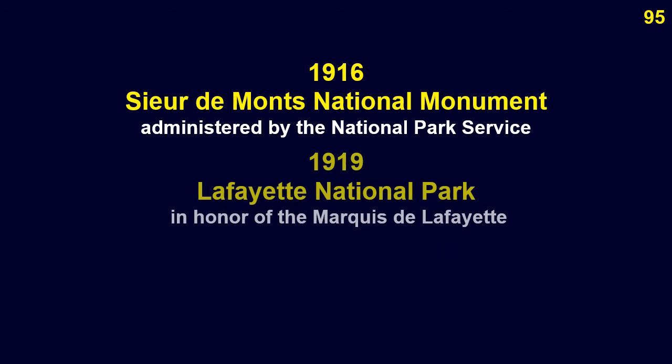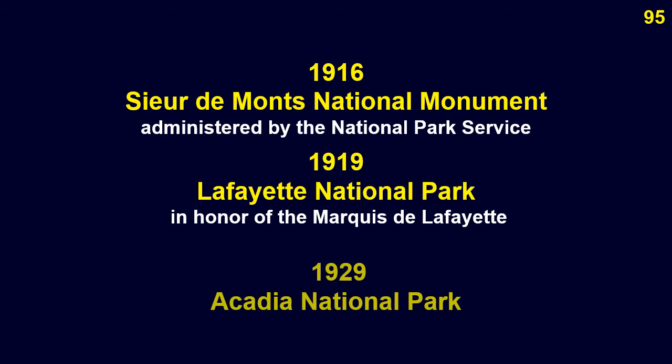Acadia National Park was created as Sieur de Monts National Monument in 1916, and administered by the National Park Service in 1919. It became a national park, with the name Lafayette National Park in honor of the Marquis de Lafayette, an influential French supporter of the American Revolution, in 1929. The park's name was changed to Acadia National Park.